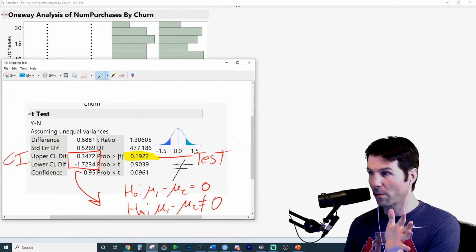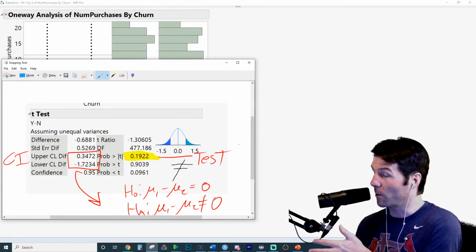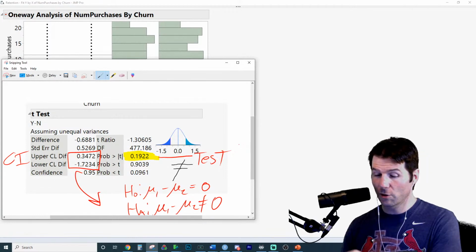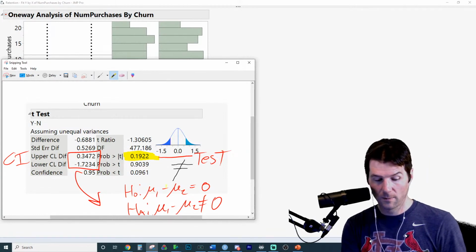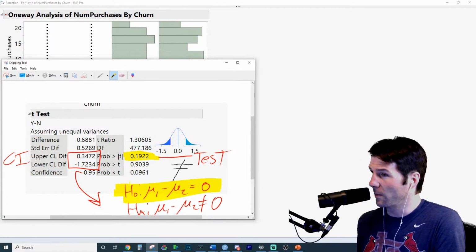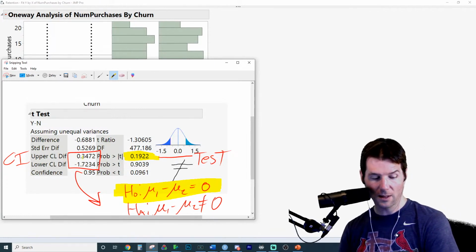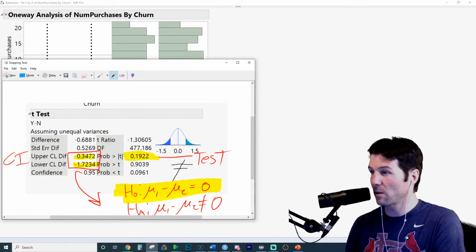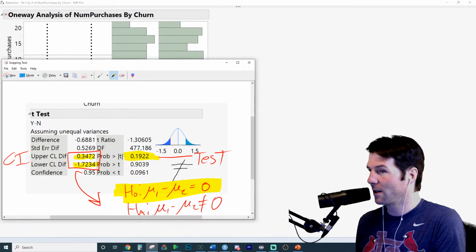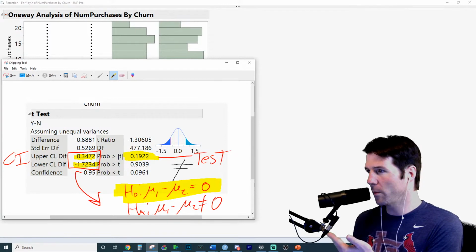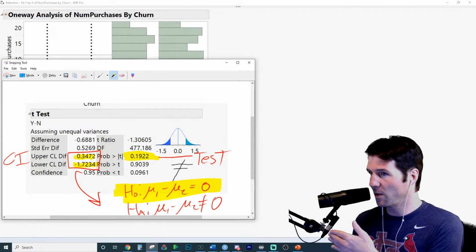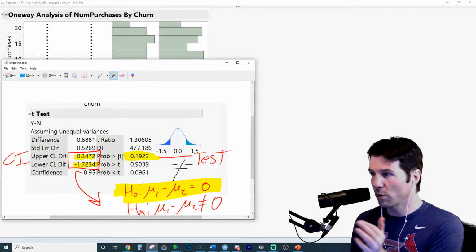So it could be the no group makes more purchases, could be the yes group makes more purchases. With that in mind, the true difference between the two groups could be just this. It seems believable to me at this point, because I'm saying it might be that the no group makes this many more purchases, because that's the negative difference, or it could be that the yes group makes up to this many more purchases, because that's the positive possible difference. So somewhere between the no group making 1.7 more purchases on average to up to the yes group making 0.34 more purchases on average, I'm 95% confident that the truth is somewhere in there.